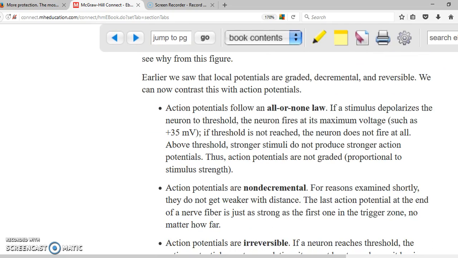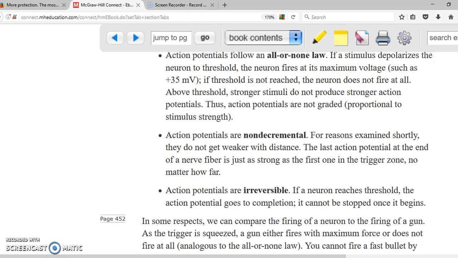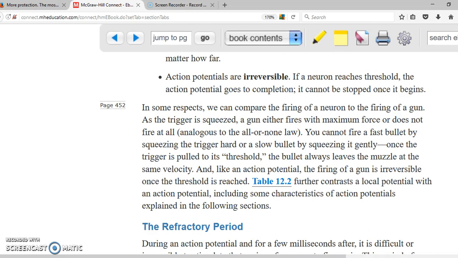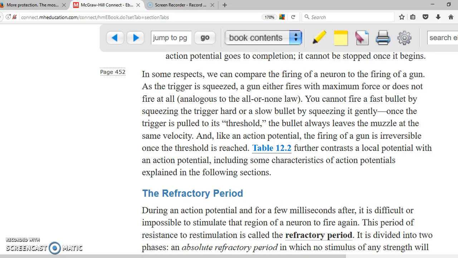Here are characteristics of the action potential. So we said this is the all or none law, meaning once it starts, it starts. You cannot stop it. Okay, non-decremental, meaning it doesn't reduce or decrease the stimulus. And the action potential is, again, irreversible. Once it reaches the action potential, it will continue until it stops. Okay, until it reaches the end of the neuron.